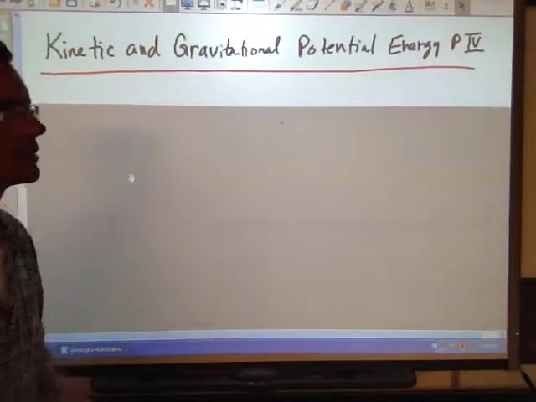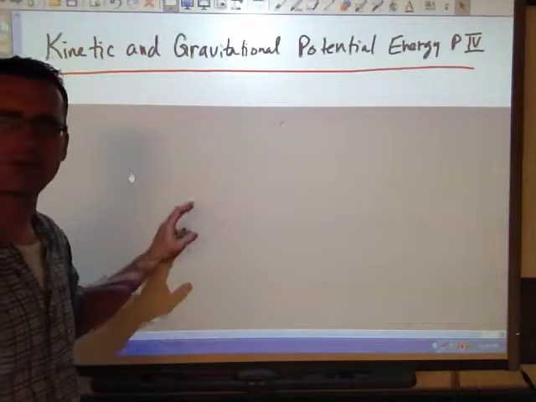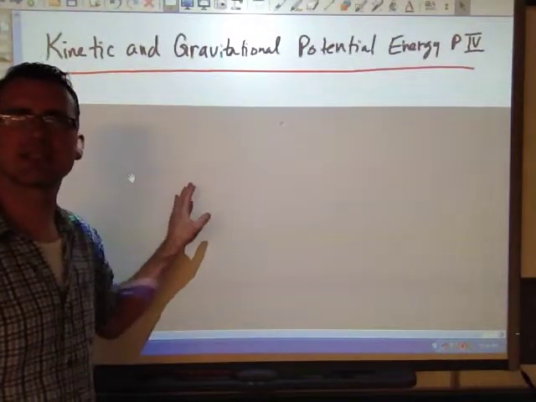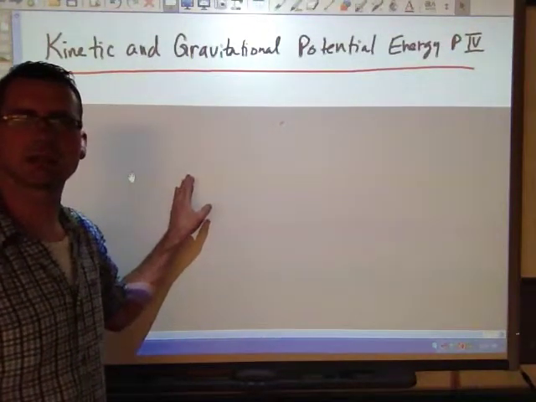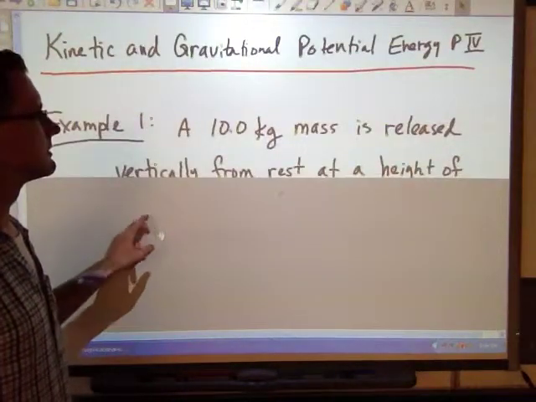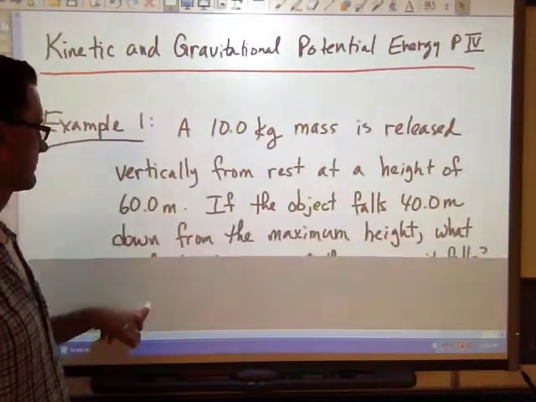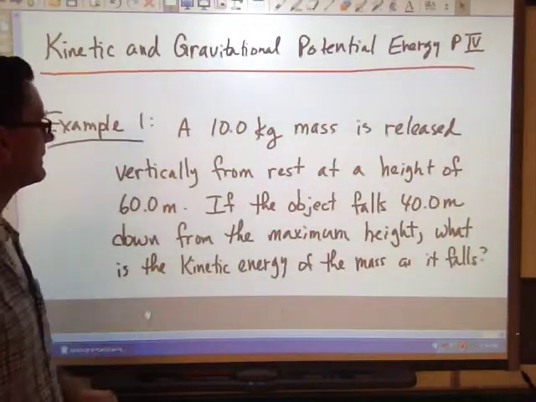The last part of this energy section, kinetic and gravitational potential energy, part 4, we'll look at a series of examples dealing with everything taken so far and kind of bring it all together. So I'll do a few examples here, 2 or 3, and then we'll see how this all works. So first one, example 1.